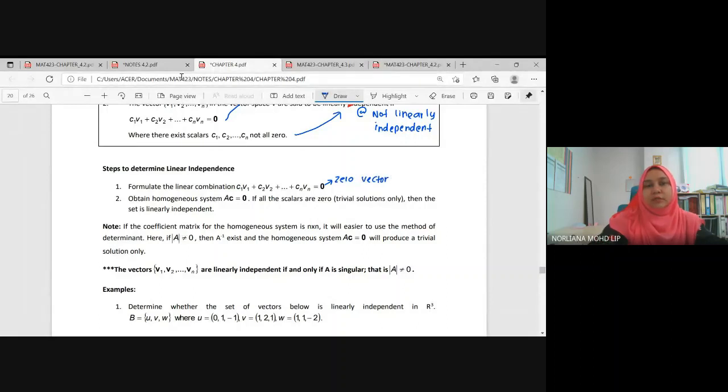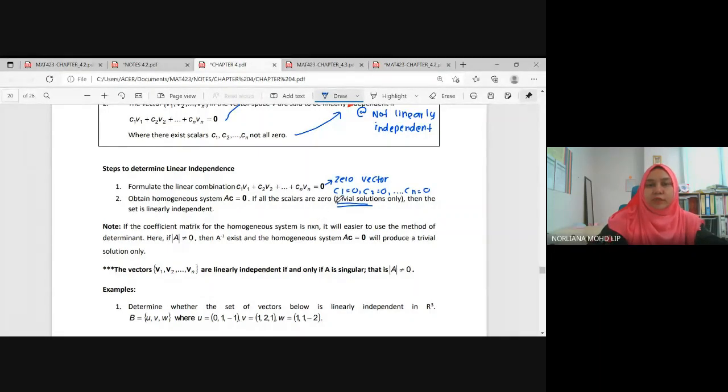Then number 2, obtain the homogeneous system AC is equal to 0 vector. If all the scalars are 0, we can say that the solution is a trivial solution. Then the set is linearly independent. Trivial solution means you get C1 equal to 0, C2 equal to 0, until Cn is equal to 0. So we call it trivial solution. We have learned before in chapter 2 what the trivial solution is.